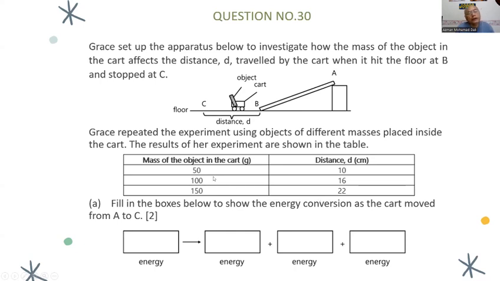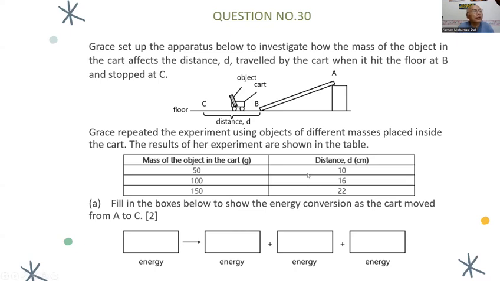Okay, so if I ask you what's the pattern that is observed from the data, well, the obvious pattern would be the more the mass of the object in the card, the further the distance traveled by the card, in the form of distance d. See? 50 is 10, 100 grams is 16 cm, 150 is 22 cm. So that's the relationship. And of course, you cannot just have one data. In order to come up with a pattern, you need to have more than one data, of course.